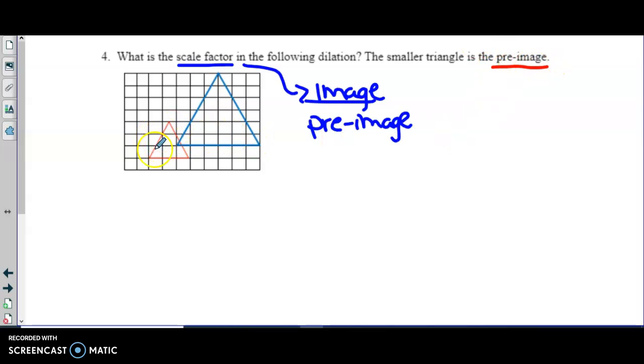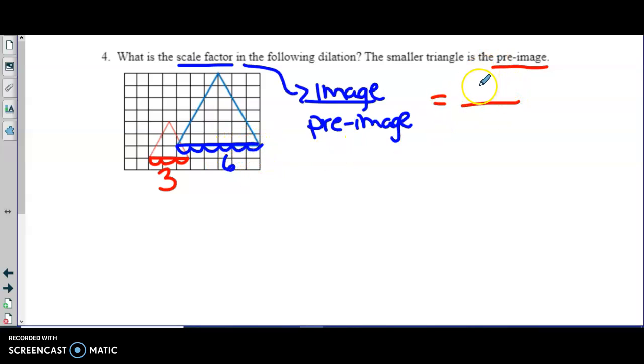So since the smaller triangle is the pre-image, the red one, I know that that's going to go on the bottom of my fraction. And then the blue one's going to go on the top. So if I want to find the scale factor, I really just have to look at one set of corresponding sides. I can't look at this diagonal side and really count how many spaces it is, but I can look at this horizontal side and I can say, okay, this is 1, 2, 3 units long. And then I can look at the blue one on that same horizontal side. We want to get corresponding sides. And I can say it's 1, 2, 3, 4, 5, 6 units long.